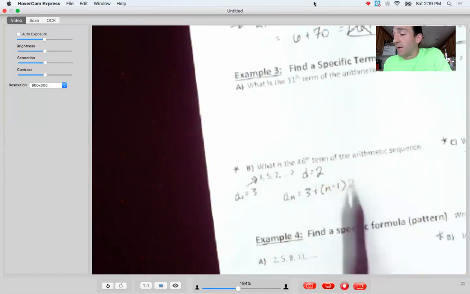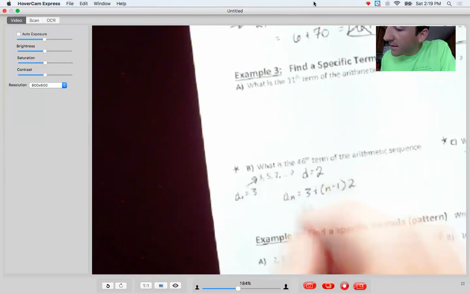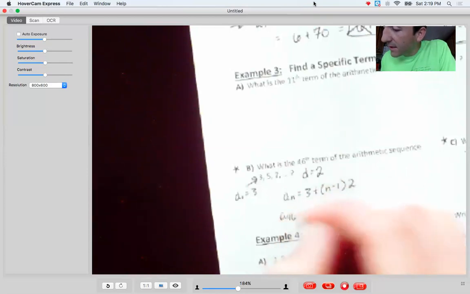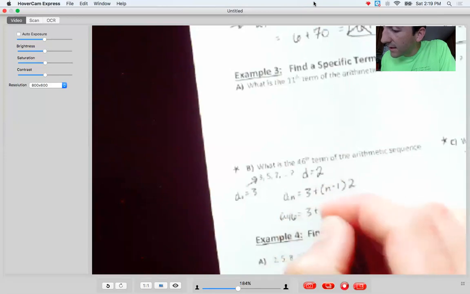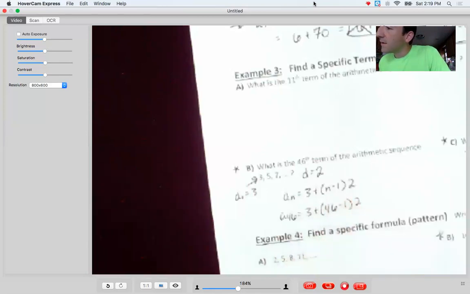On that note, if we did distribute and combine like terms, we would just have an mx plus b equation, but this is the form they wanted for these. So anyways, a sub 46 is going to be 3 plus the quantity 46 take away 1 times 2. So that would be 45 times 2 is 90. Yeah, 90 plus 3 is 93.